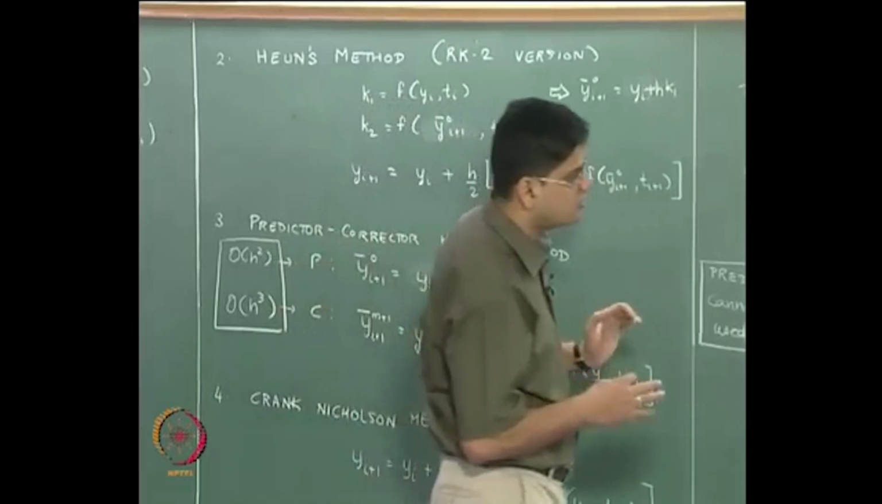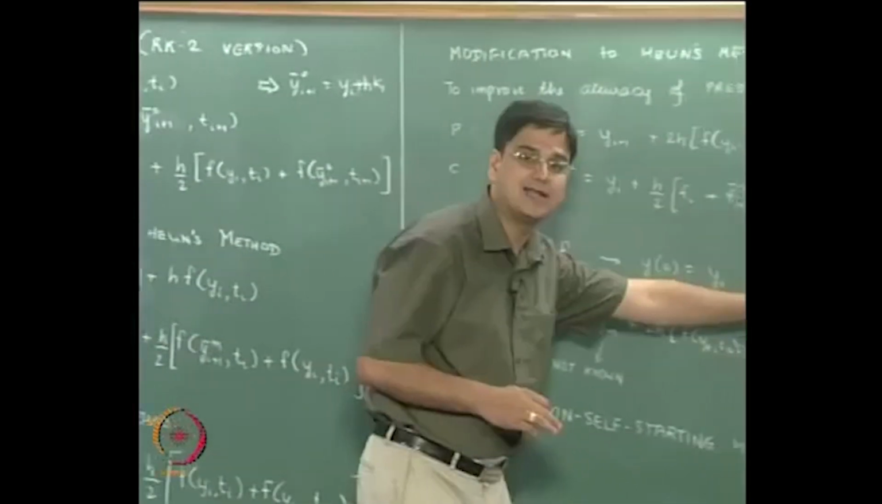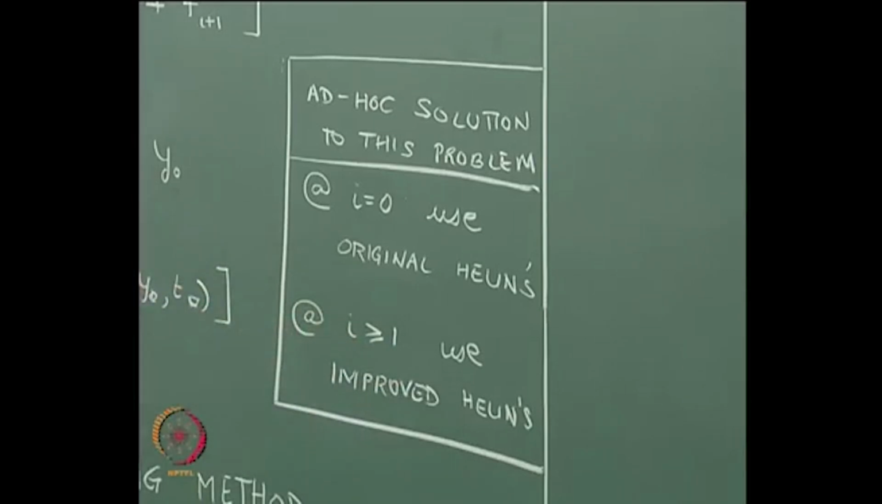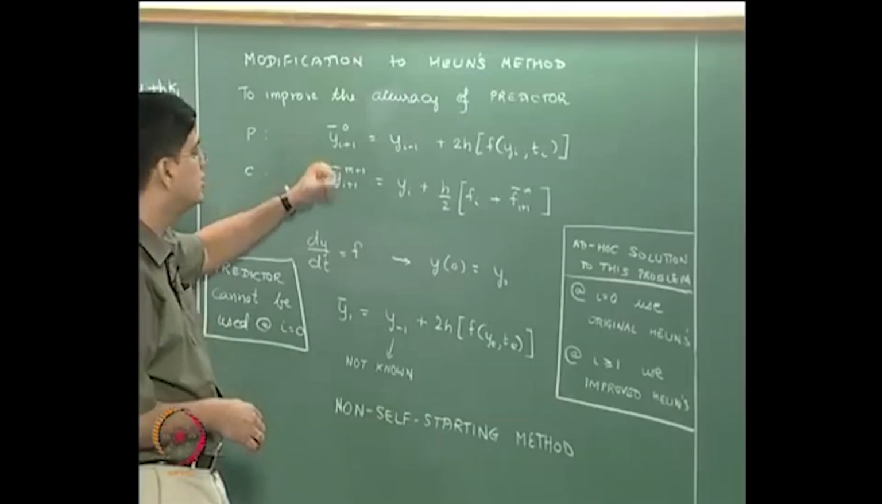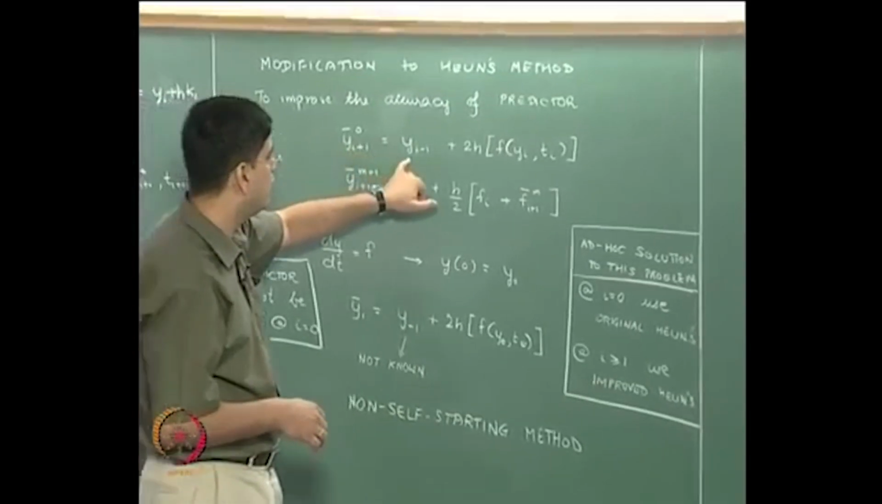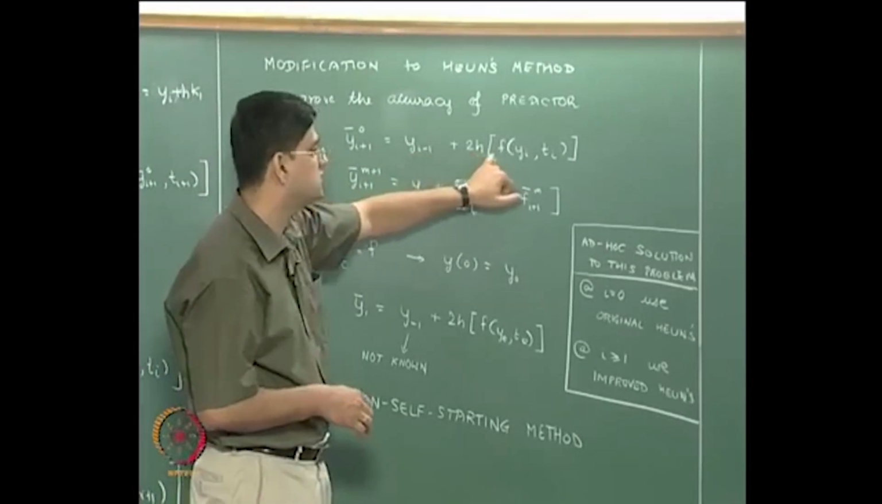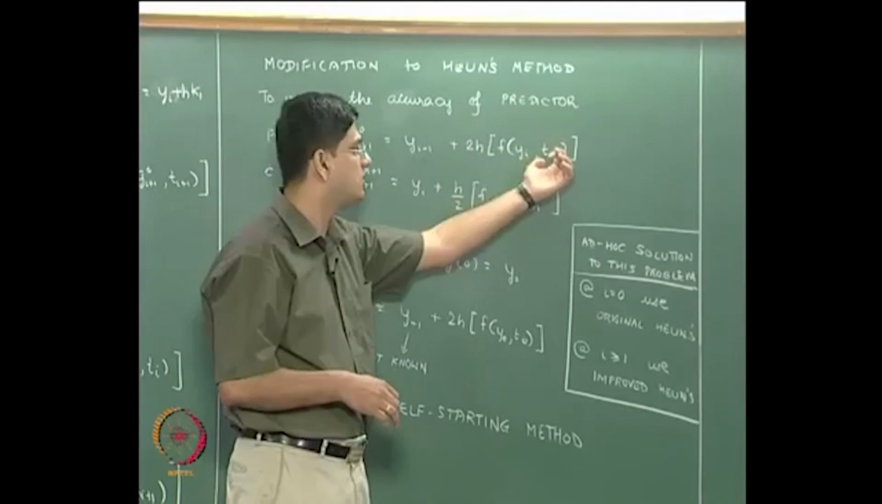Now after we solve this problem at i equal to 0, we move on to i equal to 1, and at i equal to 1 we can actually use this predictor, because y2 bar 0 equal to y0, which is a known quantity, plus 2h times f of y1 comma t1.